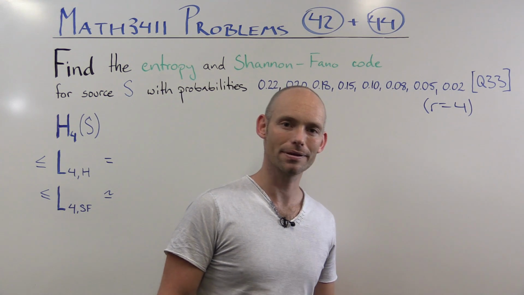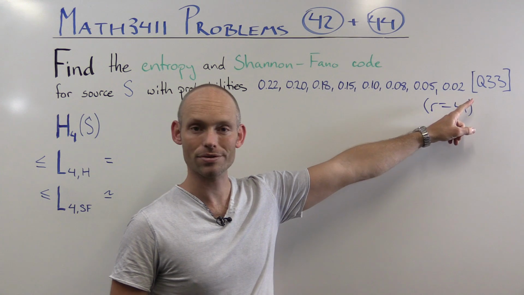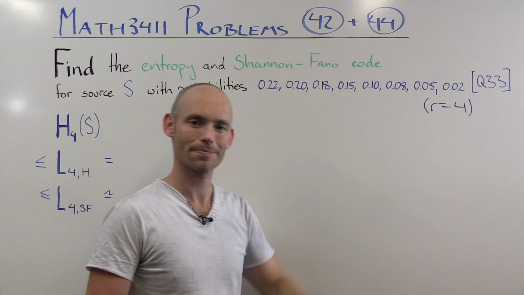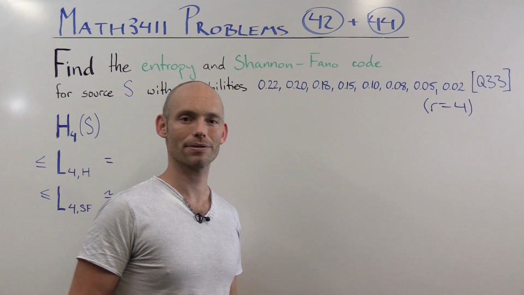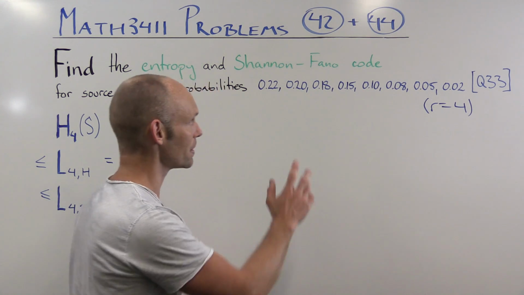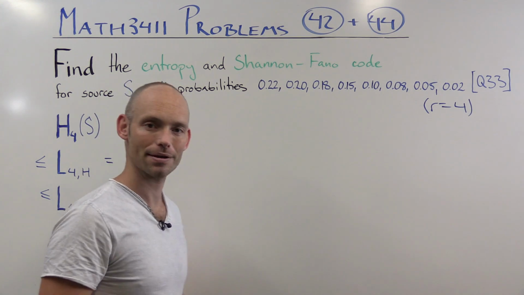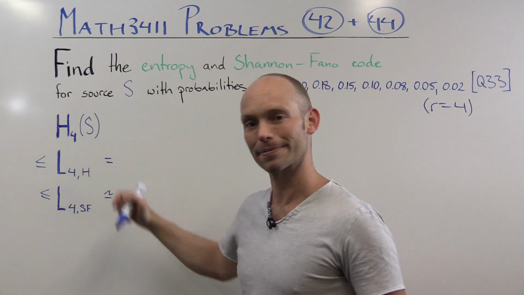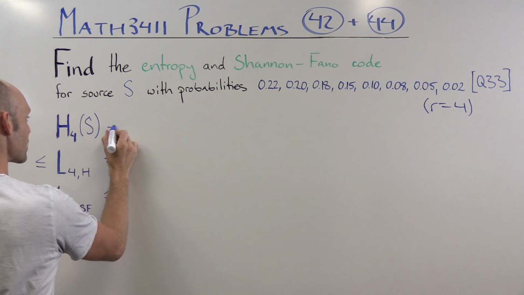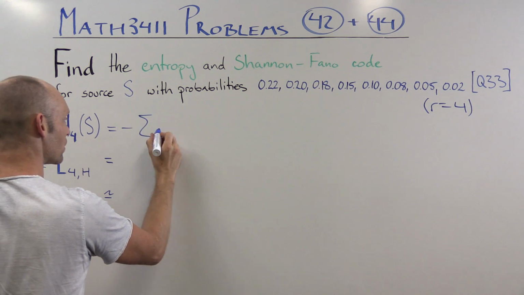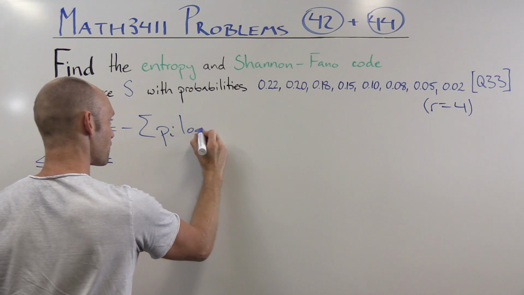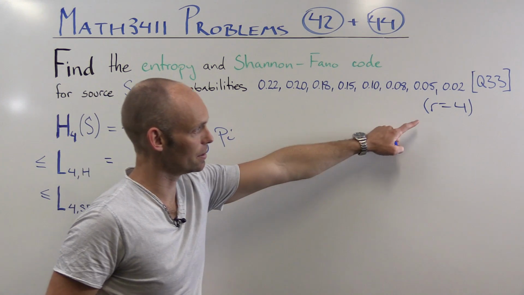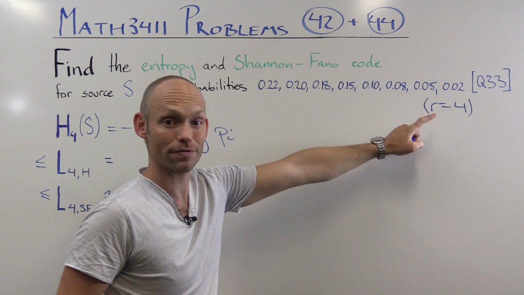So now let's look at the probabilities that we saw in question 33, and this time it'll be with radix equal to 4. Everything's going to be pretty much the same, but there'll be just a little bit of difference in the construction of the Shannon-Fano code and also in the calculation of the entropy. So let's start with the entropy. As before, it's equal to minus the sum of the probabilities times their logarithm. But now the logarithm is base r, which is equal to 4, so it's base 4.